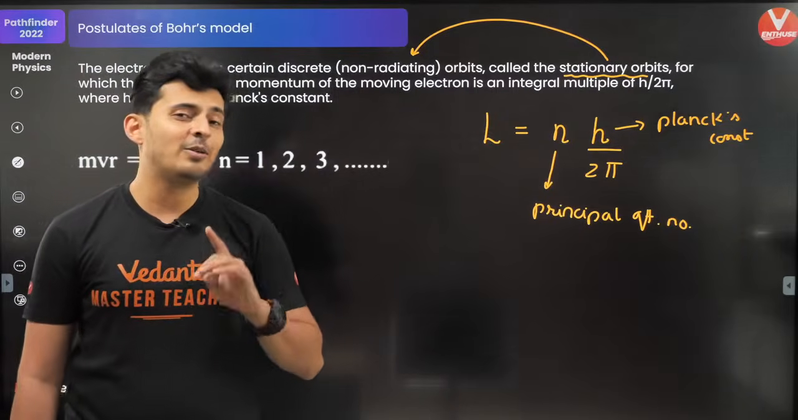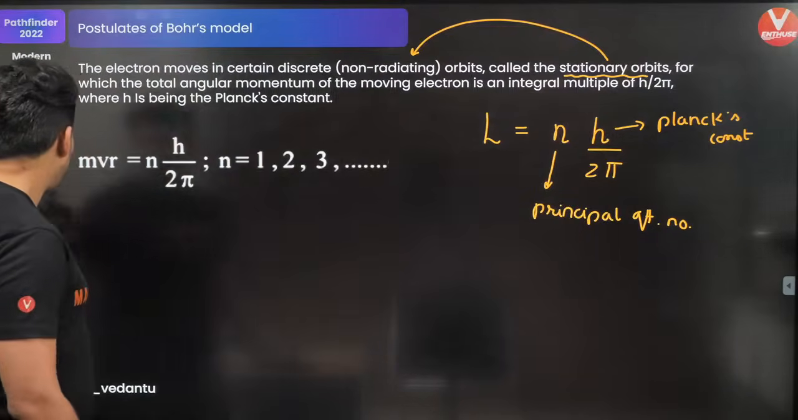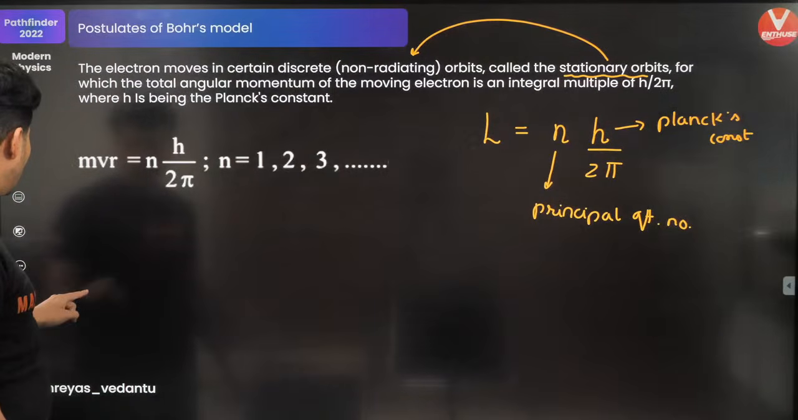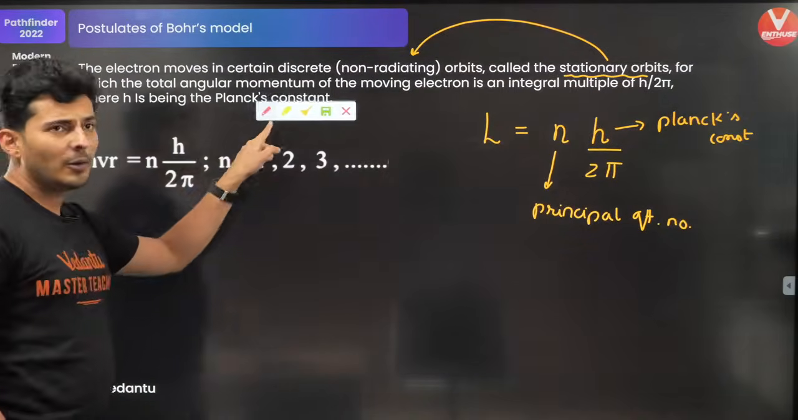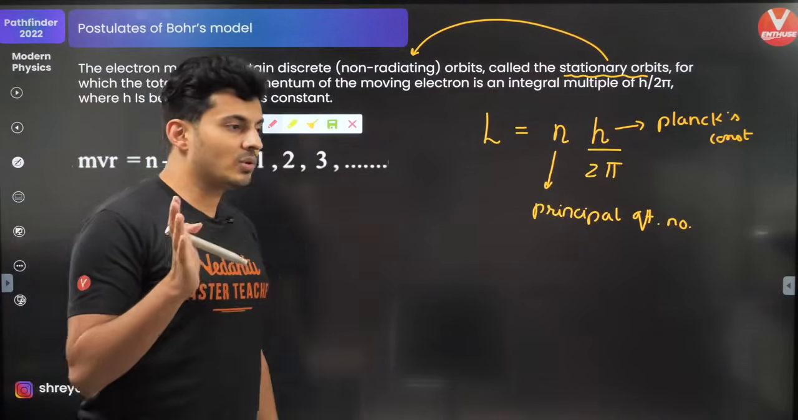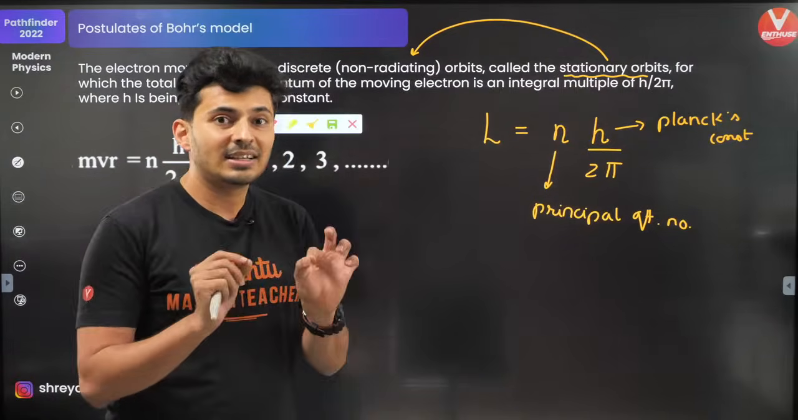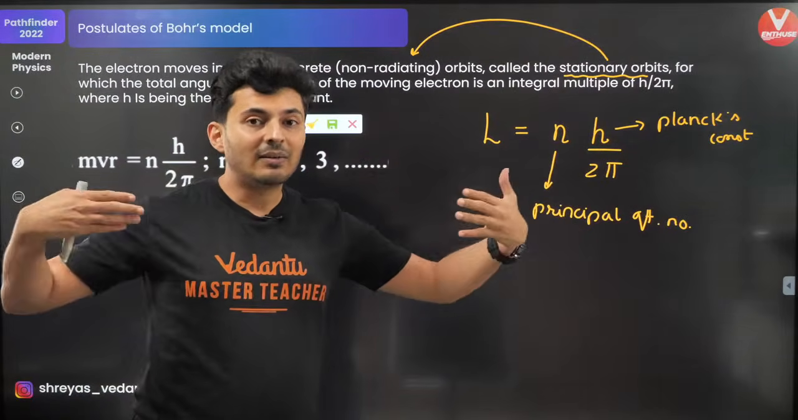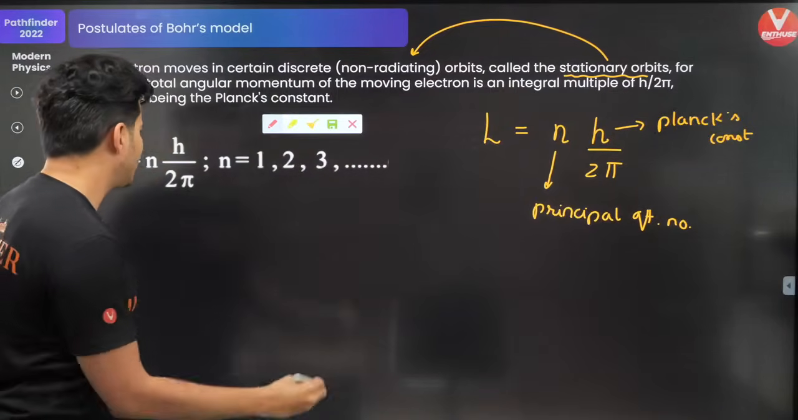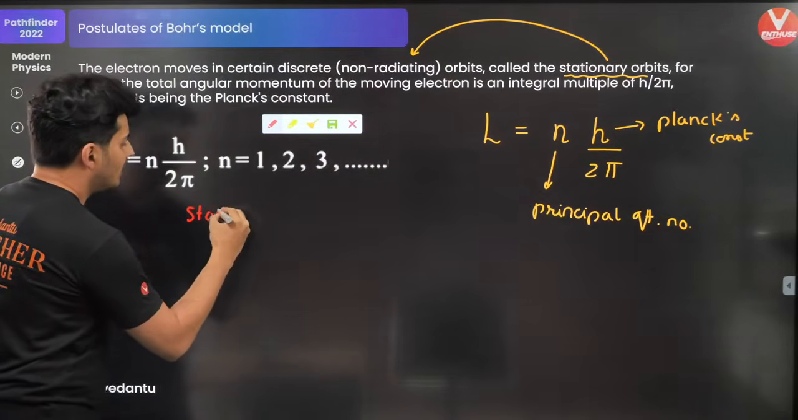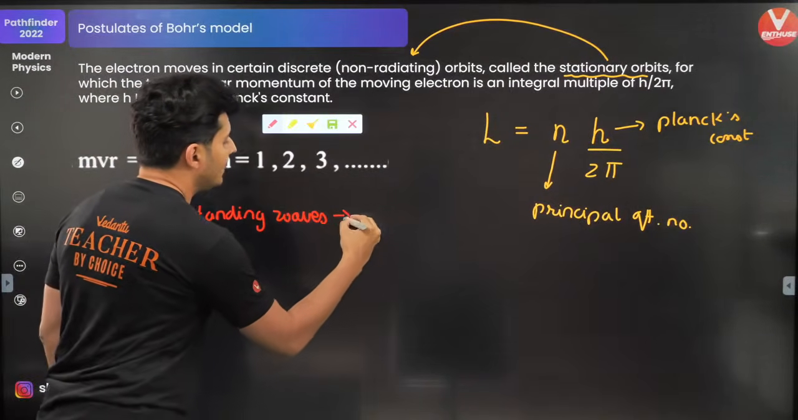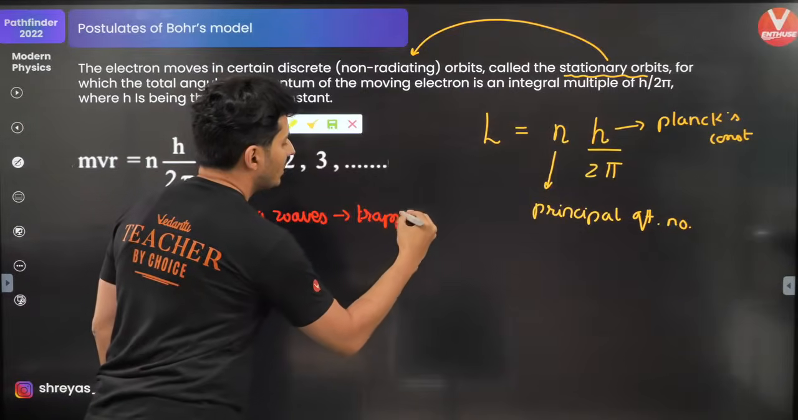How are these things derived? Very interesting question. The derivation comes from the concept of standing waves. Back in 11th standard, you would have studied standing waves, which are waves traveling in opposite directions, hence the energy gets trapped. That is the definition of standing waves. So standing waves are basically trapped energy.